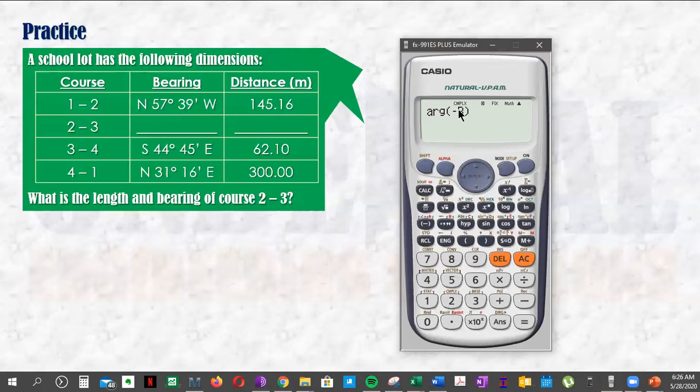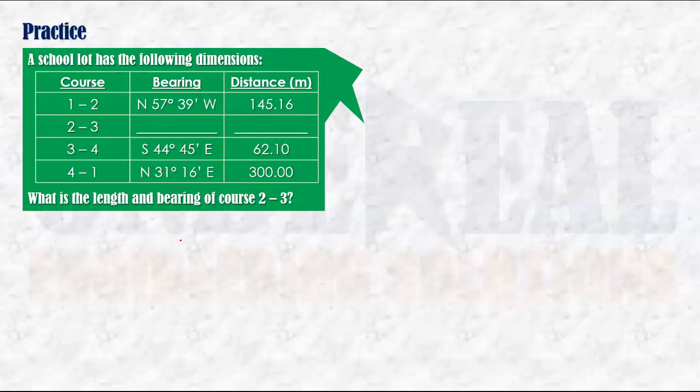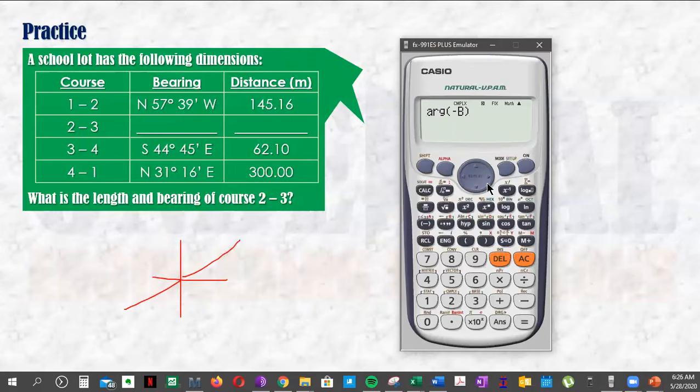Why? Kasi again, this is southwest, no? I-reflect ko siya again sa northeast. So by making it negative B, that will give me this angle. And that is 14.832 degrees. So its bearing is actually 14 degrees, 49 minutes, 55.85 seconds, south-west. So southwest siya. Okay?